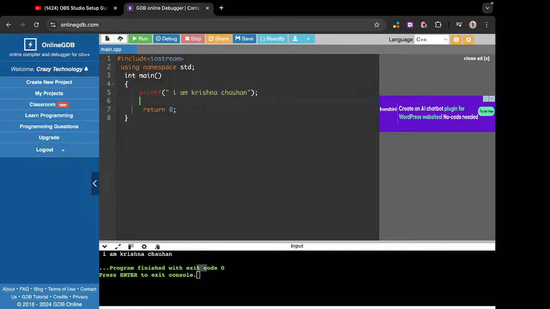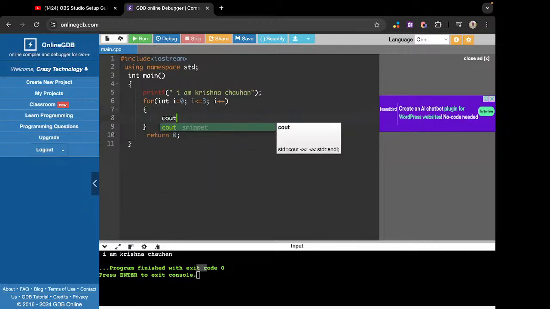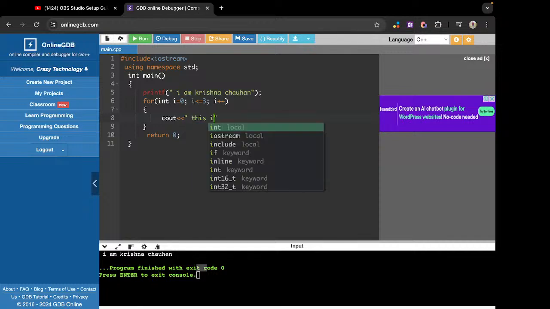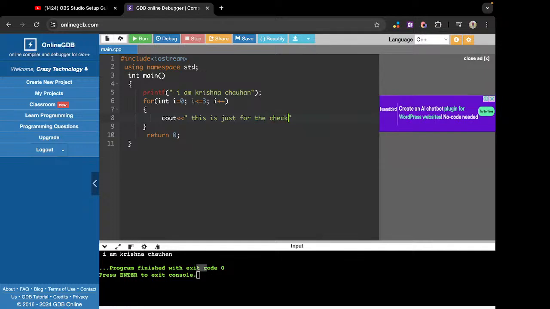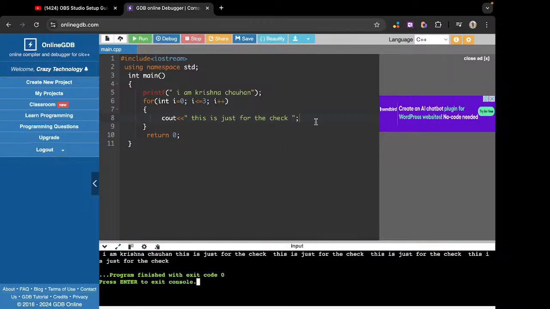Let's try another program that I will run alone. Just to try: i less than equals to 3, i plus plus, cout. This is just to check. Let me pull down the line.